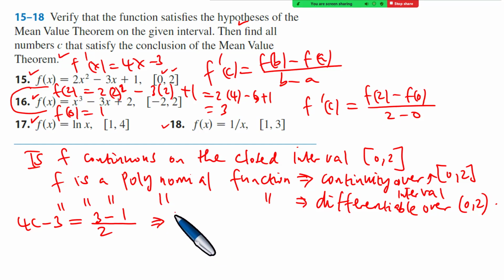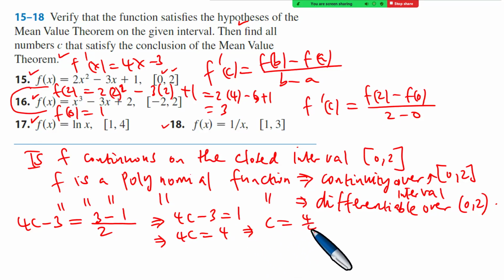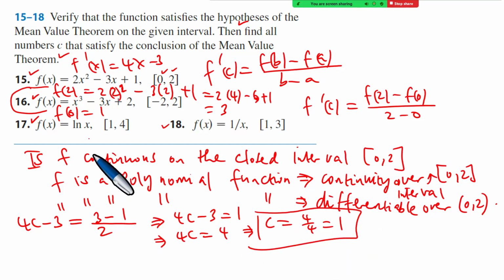The implication then is that 4c minus 3 is 2 over 2, which becomes a 1. And with this, it means that 4c is equal to 4. And if 4c equals 4, then c is 4 over 4, and c becomes 1. This is the conclusion.